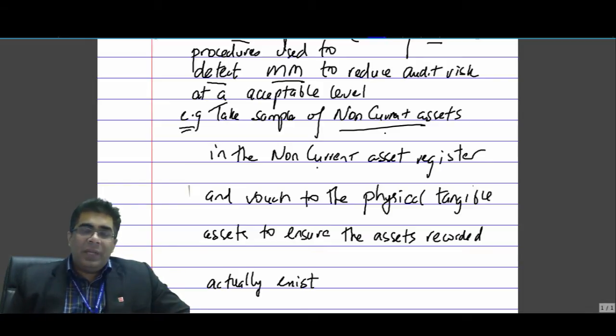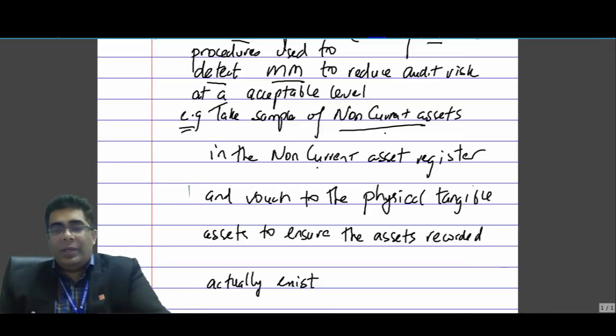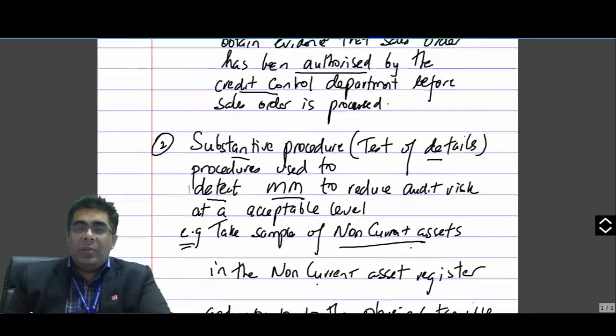Yeah, students have a tendency to confuse these two things, test of control and substantive procedure. My advice is always test of control is testing the company's process. Substantive procedure is you are looking at the figures and all the assertions yourself. Okay, that should give you a picture about substantive procedure.